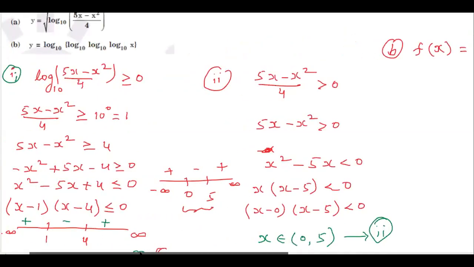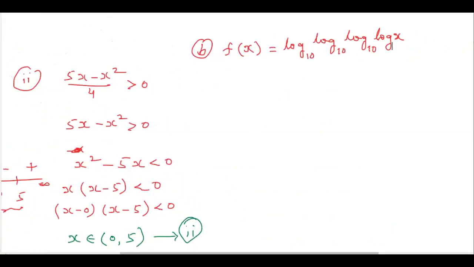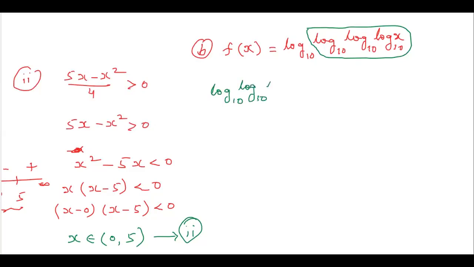How many logarithms are there? Four logarithms. So base 10. When the function is defined, observe that one logarithm, this part, if it is greater than 0, is the first case. Logarithm of base 10, logarithm of base 10, logarithm of x to the base 10. This function greater than 0 means it exists.